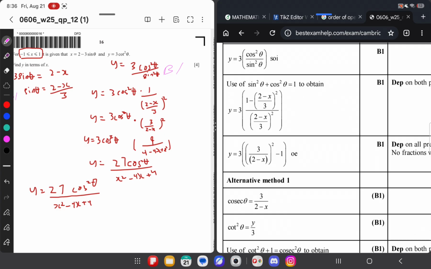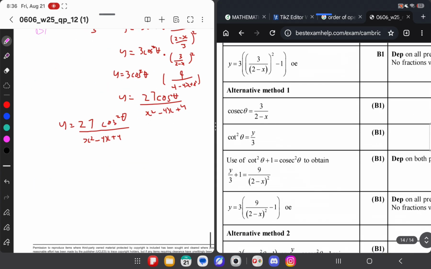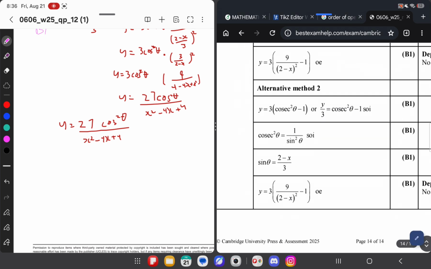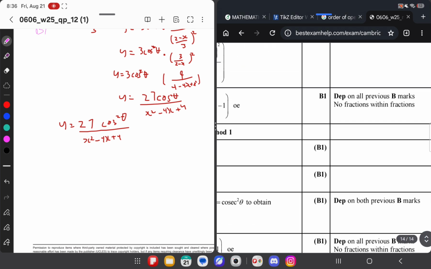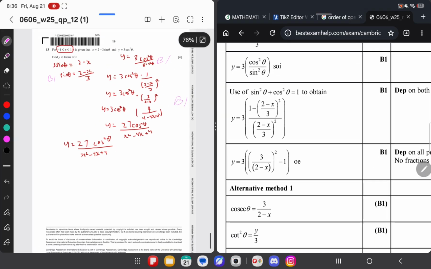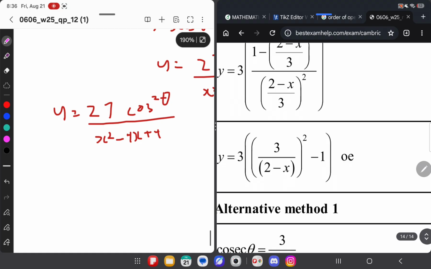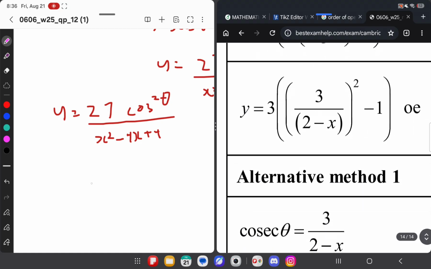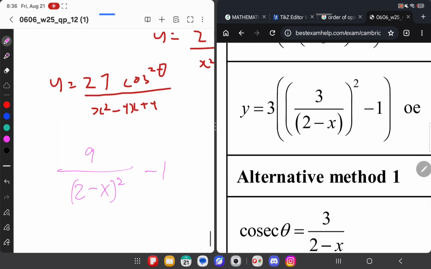And the final answer is this thingy, or equivalent, depending on both being 1 marks. I will call this B1. Fuck it. This is what? 9 over 2 minus x squared minus 1 times 3. This is 27 over 3. And this is minus 2 times.